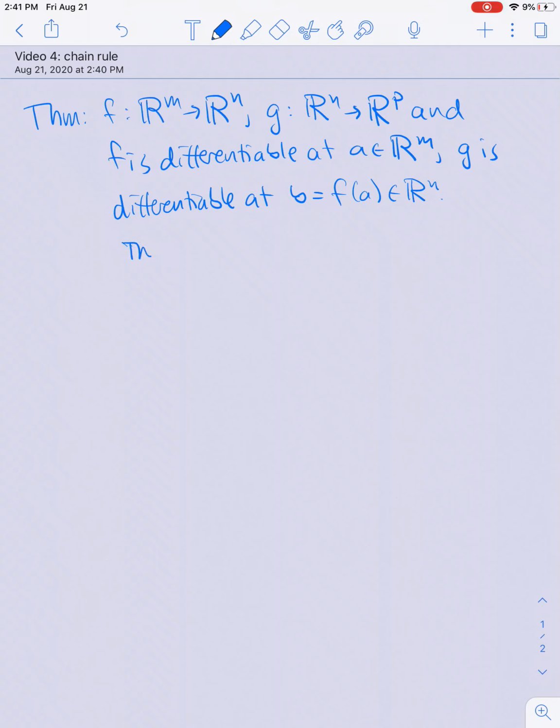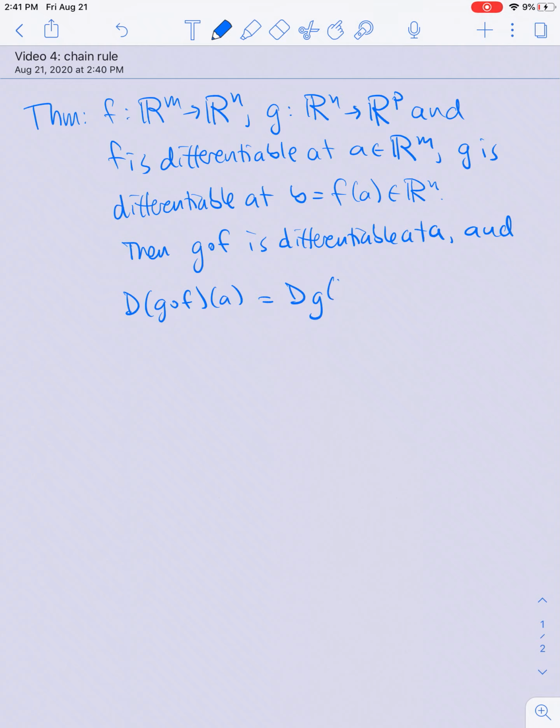Then the composition, g composed with f, is differentiable at A, and the derivative of g composed with f at A is equal to the composition of the two matrices or two linear transformations, dg at B multiplied by df at A. So let's do an example.